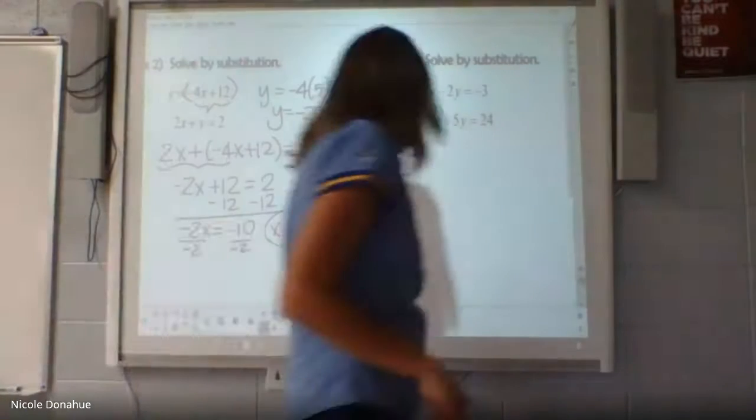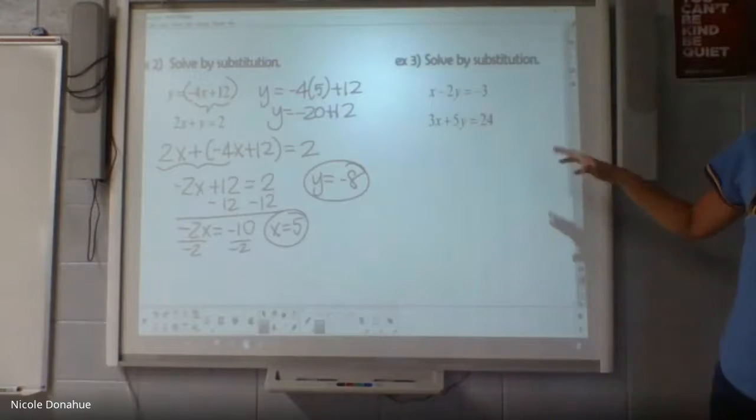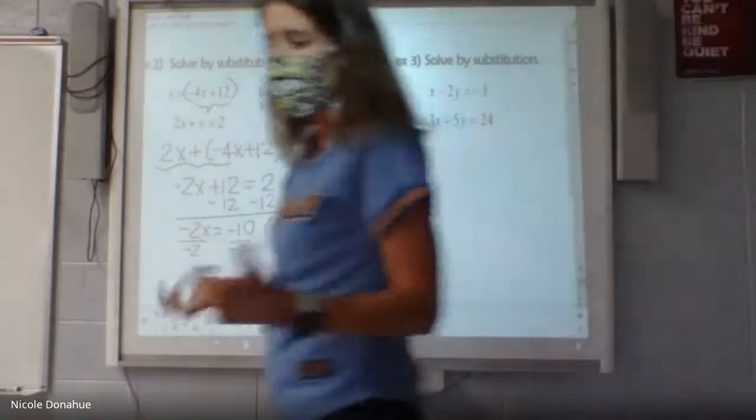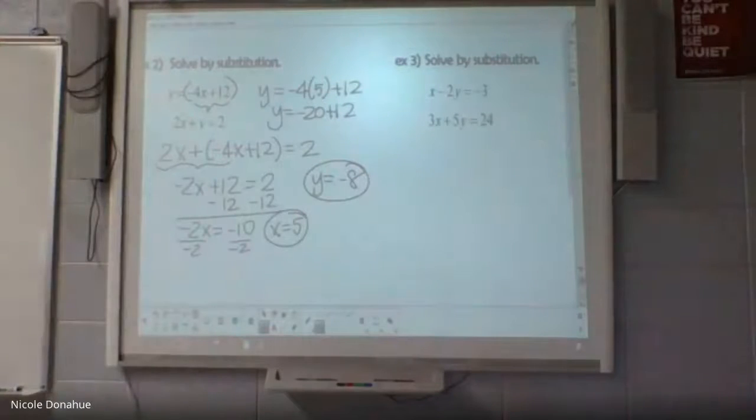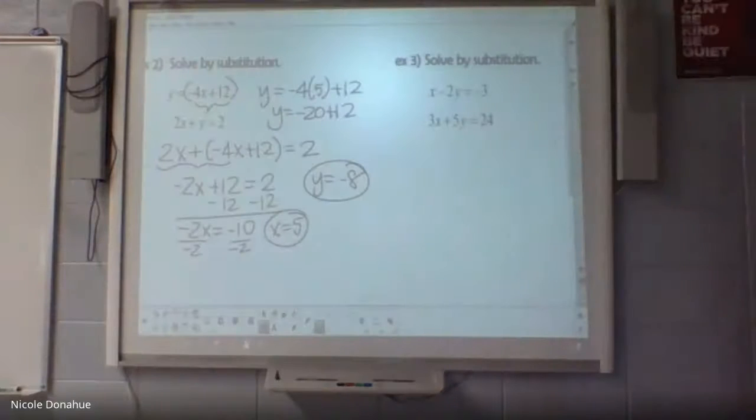So I will warn you guys with this next one. Be careful to be a little bit smart about this next one because, first of all, there's no variables alone yet. So we're going to have to do something to get a variable alone. And I'm going to tell you guys, we don't always want y alone. y is not always the most efficient variable to get alone. Does anyone see what I'm talking about here? What variable would be easier to get alone? x. The x in that top equation.